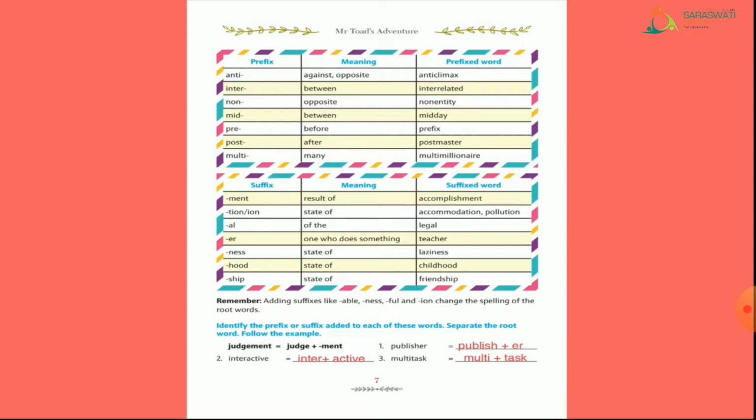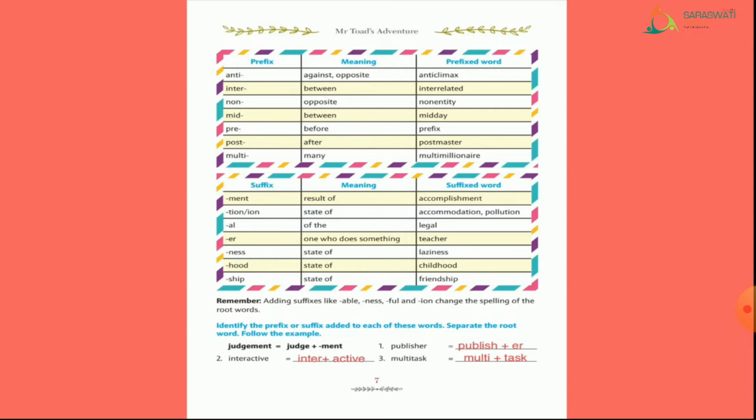Multi. Multi means many. Let us go through quickly the suffixes which are given here. Ment. M-E-N-T. Ment means result of. Shun. That is T-I-O-N. Again I am mentioning that you have to pronounce it as shun, not tion. Okay? Shun. Or we can add one more suffix, that is eon.